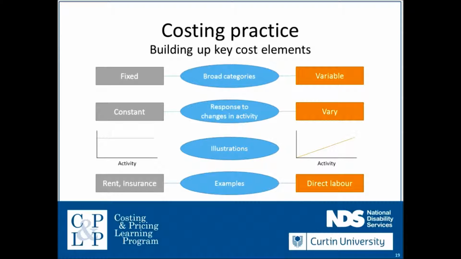If we look at it on a graph, we can see that the cost remains the same regardless of the level of activity, whilst with variable costs, each new unit of measurement that has been undertaken adds one more unit of variable cost to our cost score. Examples of fixed costs include rent and insurance, while of course direct labour is a good example of variable costs.